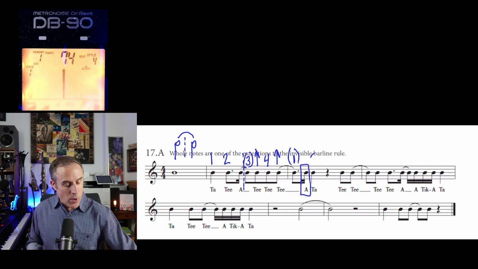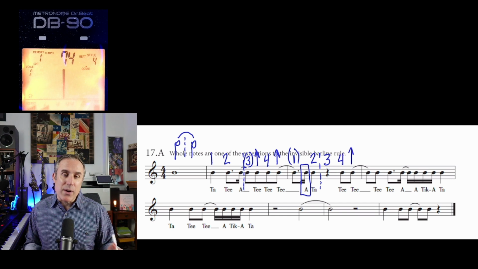Then we've got a quarter note on beat 2. Our invisible bar line is right here, nice and easy to see. Beat 3 is this quarter rest. Beat 4, we've got an 8th note with an upbeat 8th note here on the upbeat of 4 tied again over the bar line to another 8th note.